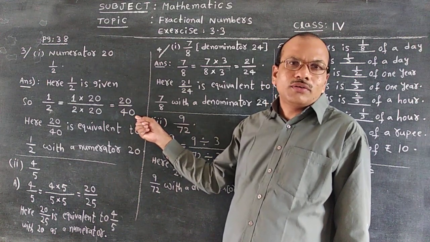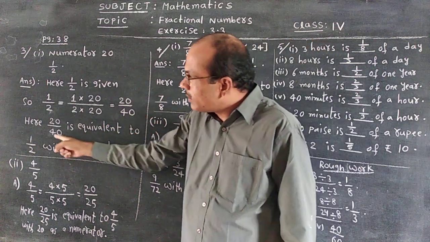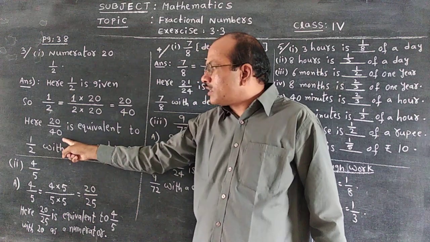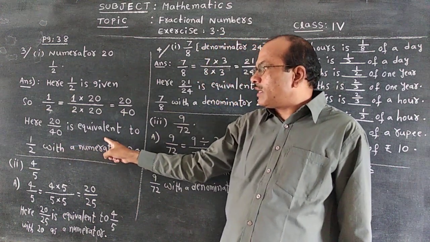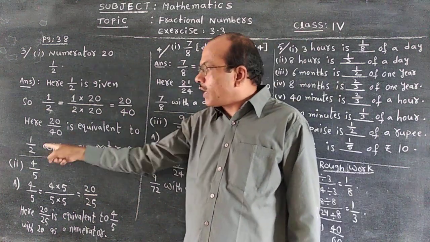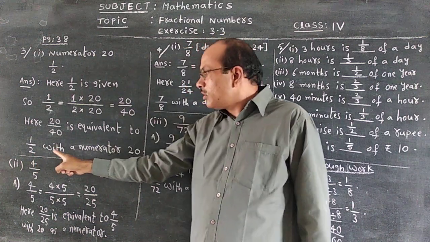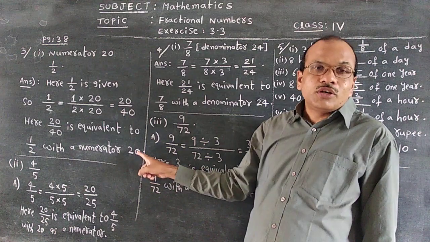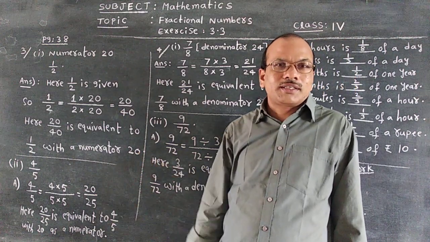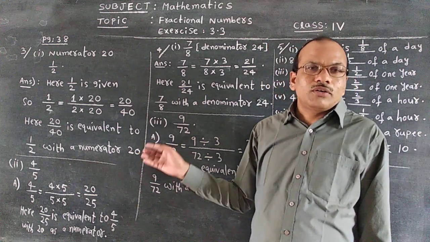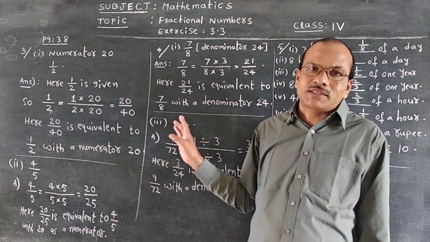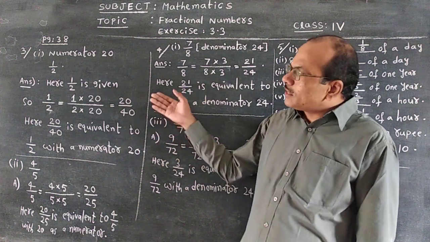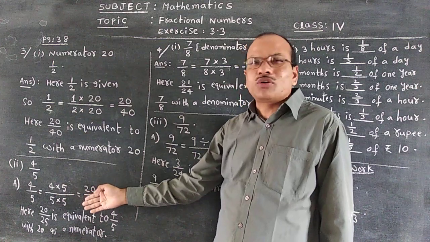Is it clear for you? So last step, see here. 20 by 40 is equivalent to the given fraction 1 by 2, with the numerator they have asked, 20. Am I correct? The answer is expressed with the 20 numerator. Is it clear, children? The same method, one more question we will do.